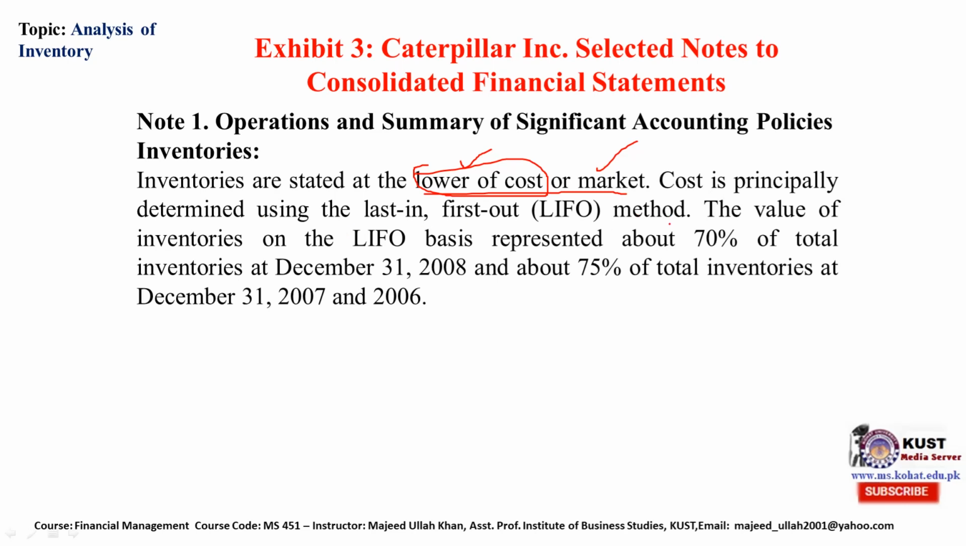In the United States, the value of inventory on a LIFO basis represents about 70% of the total inventory on December 2008, and 75% of the total inventory for December 2007 and 2006. It means that if the inventory amount in the balance sheet is 1000 during 2008, only 70% of this, which is 700, will be calculated on the basis of the LIFO method.